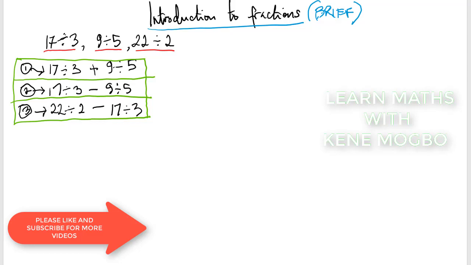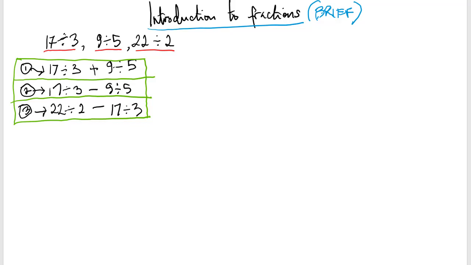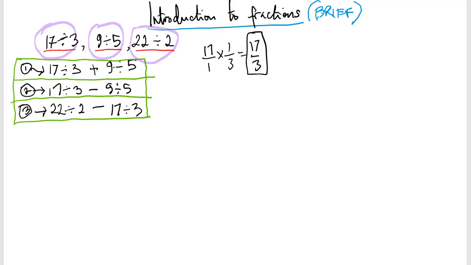So after the division lesson, you can see that considering these three questions, they all have division. So we can change division to multiplication by doing 17 over 1 times 1 over 3, which will give us 17 over 3. So this is now a fraction. Move on to the next one.